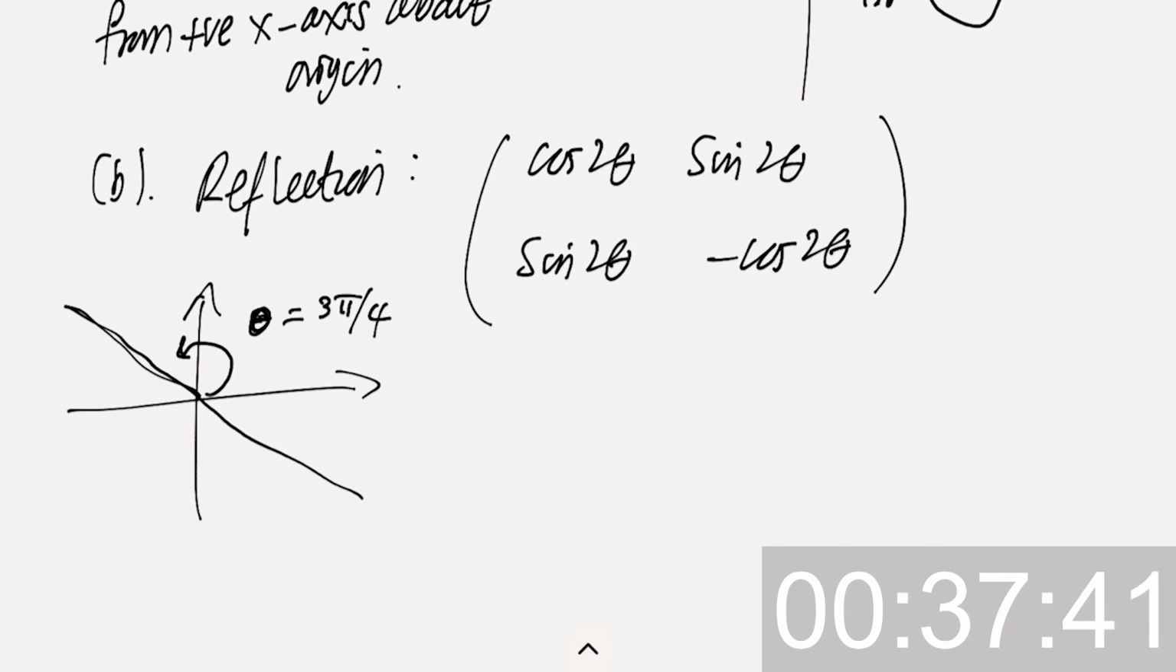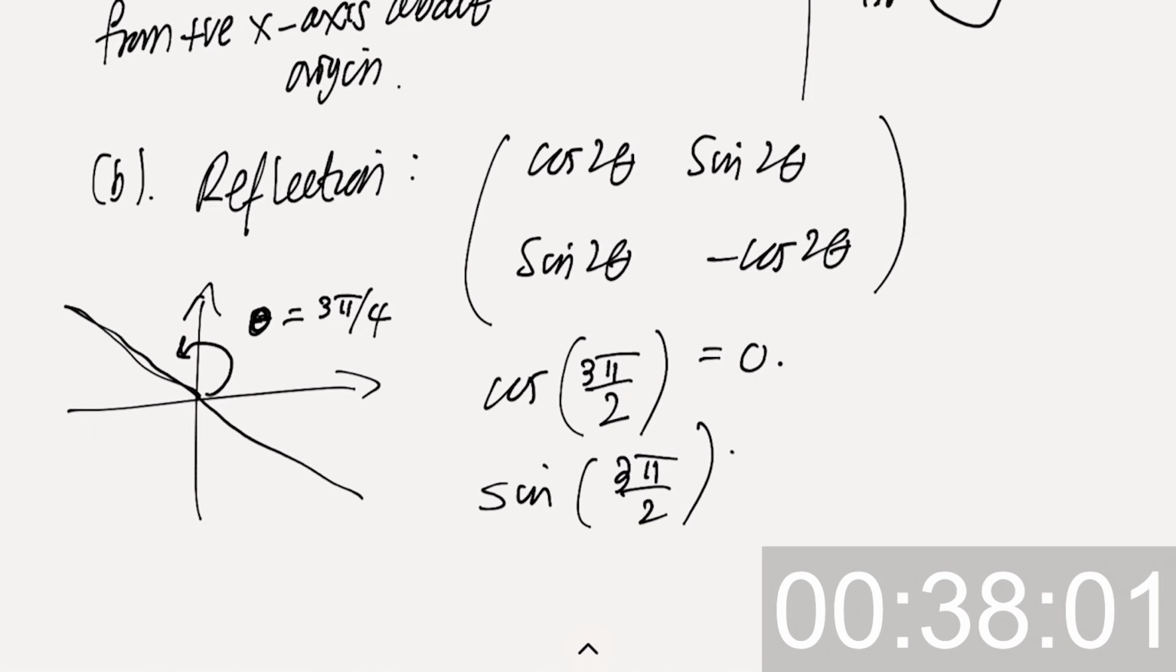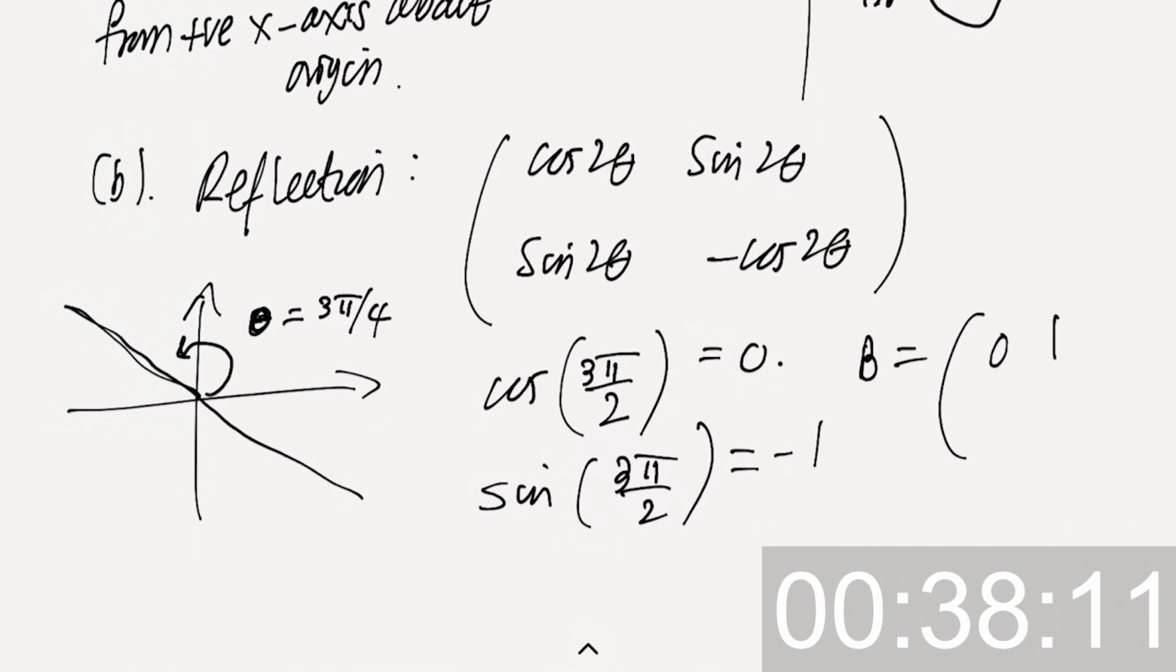Okay, so 2 theta is 3 pi over 2, so I need to know what is cos of 3 pi over 2, which is cos of 270. So cos of 270 is 0. Brilliant. And then sine of 3 pi over 2, I believe, should be minus 1. So my reflection matrix, what we're calling this B, is simply 0, minus 1, minus 1, 0. So that's B.